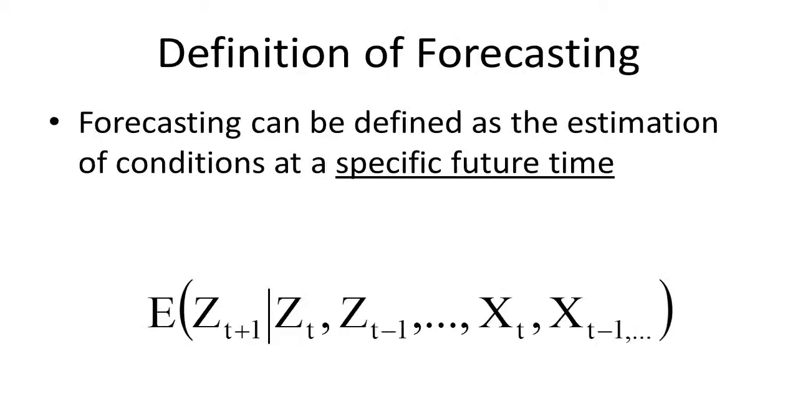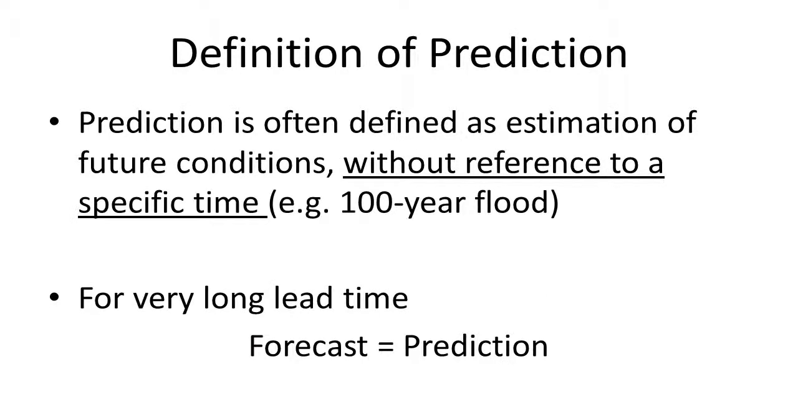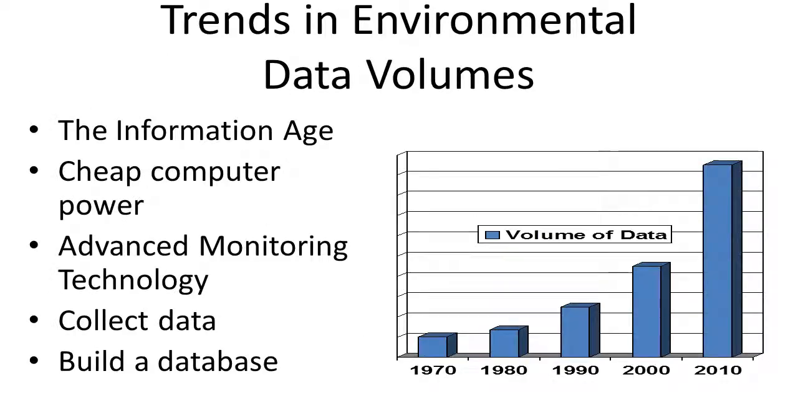For hydrologists, forecasting is estimation of some future conditions for a specific future time, like day ahead, 2 days ahead, month ahead. A prediction does not have a reference to a specific future time. So predictions could be 100-year drought, 50-year flood, or some heavy precipitation with a certain return period. We know how big they are, how often they happen, but we don't know exactly when these events will happen.